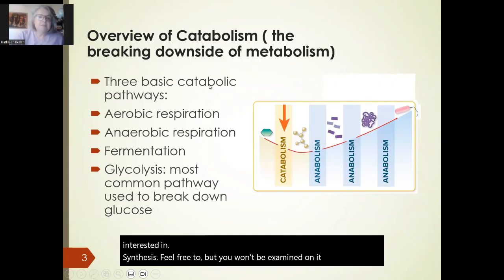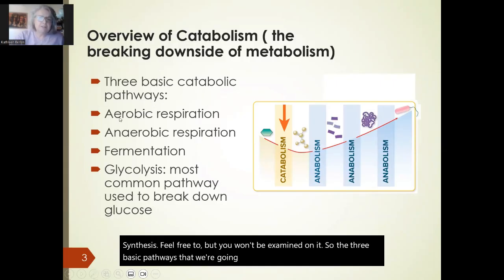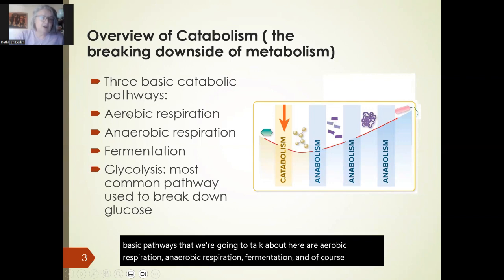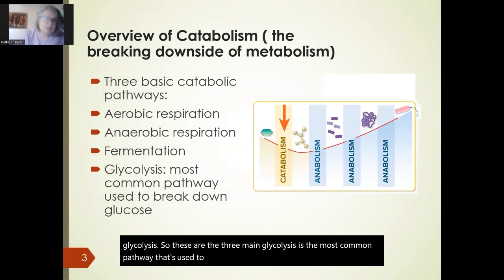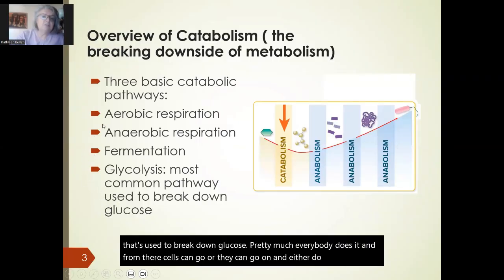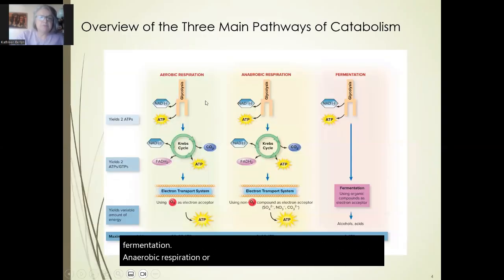So the 3 basic pathways that we're going to talk about here are aerobic respiration, anaerobic respiration, and fermentation, and of course, glycolysis. Glycolysis is the most common pathway that's used to break down glucose. Pretty much everybody does it. And from there, cells can go on and either do fermentation, anaerobic respiration, or aerobic respiration. So let's look at these 3 main pathways.